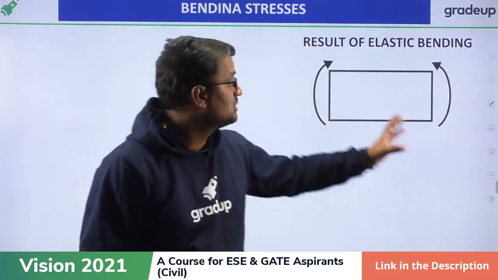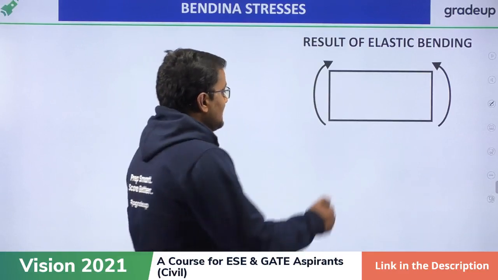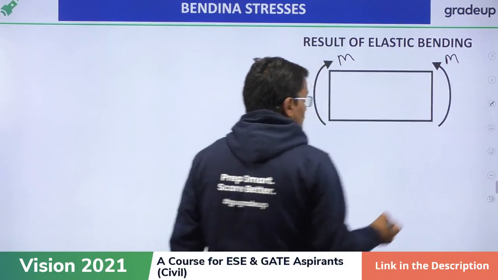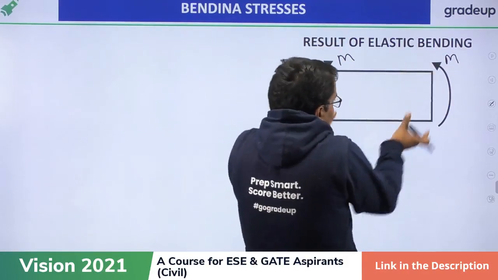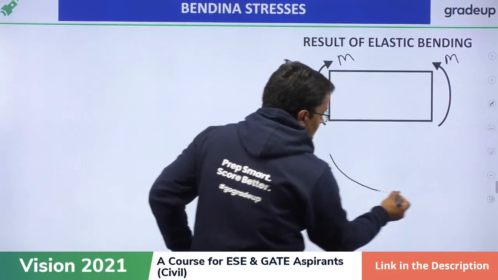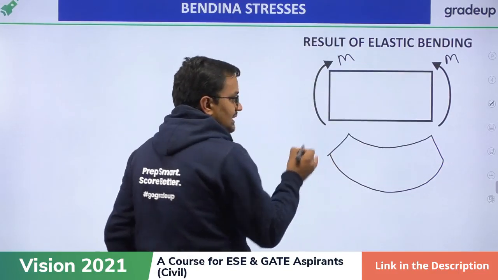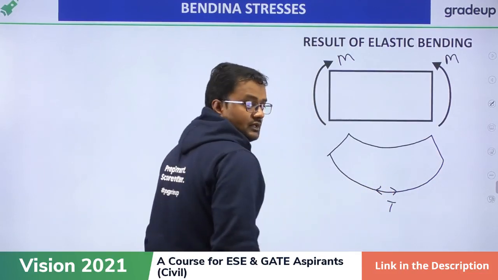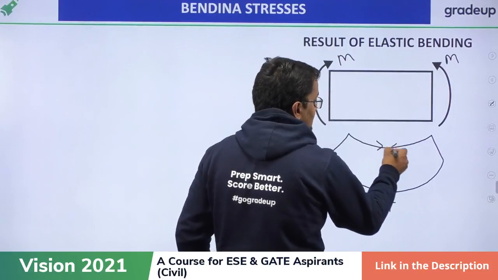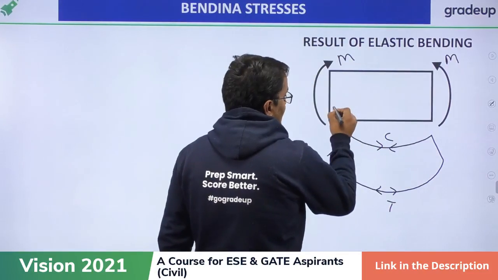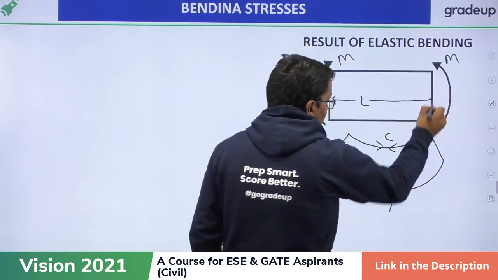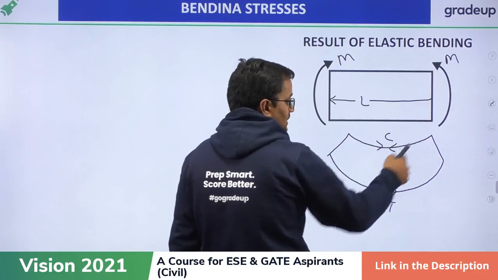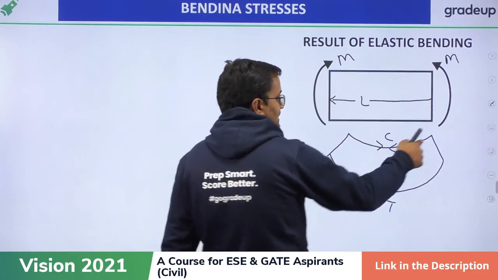My dear friends, suppose this is a beam and I am applying a moment on this beam like that. Anybody can know that if I am applying a moment like that, then the resultant shape of the beam will be something like that. The lower fiber has stretched, so it is in tension. The upper fiber has compressed, so it is in compression. So if this length is L, then this length is more than L, tension, and this length is less than L, compression.